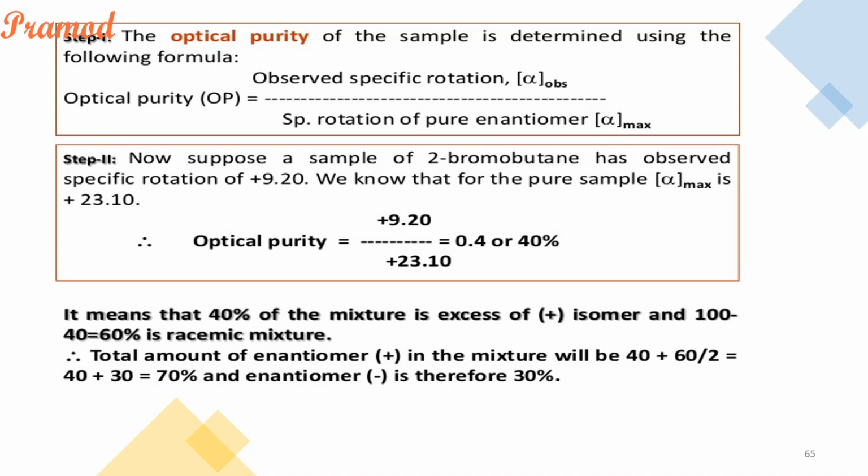So the total amount of enantiomer in the mixture will be 40 plus 100 divided by 2, that is 70%. This will be the concentration. So one enantiomer will be present at 70% and the other enantiomer will be present at 30%. This is how you can calculate the enantiomeric purity or enantiomeric excess.